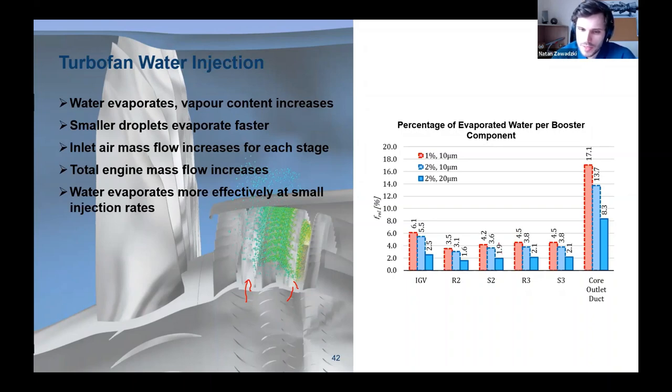there is a profound influence of the residence time. And also what you can see here is that the water evaporates effectively at small injection rates. So if you inject water at a higher rate, you have higher cooling, which kind of prevents the droplets from a quick evaporation, because you have a lower saturation point.